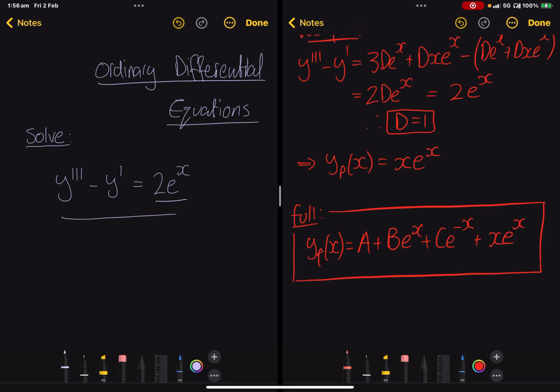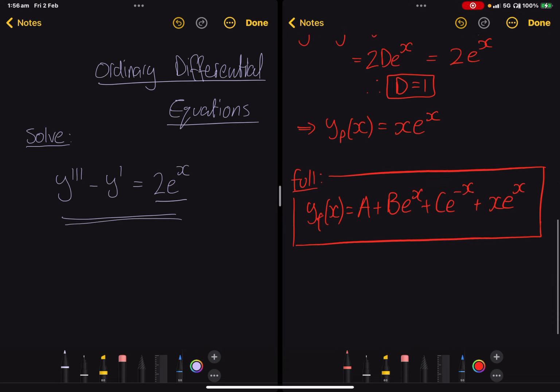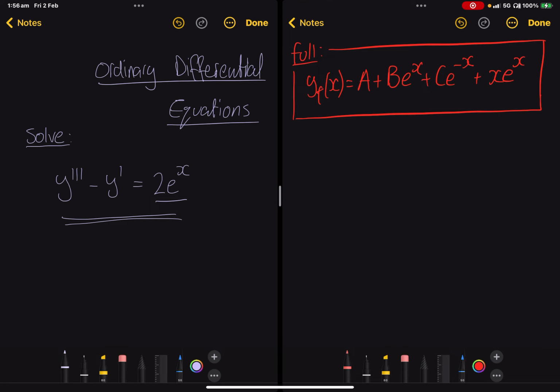Now we can test this. So we can take the first derivative of it, the second derivative of it, the third derivative of it, plug them all into our initial ODE over here to confirm that this is true. And of course we are going to be doing this. I'm going to slightly shorthand the derivatives to save space, but we get y full first derivative of x is equal to b e to the x minus c e to the minus x plus e to the x plus x e to the x.